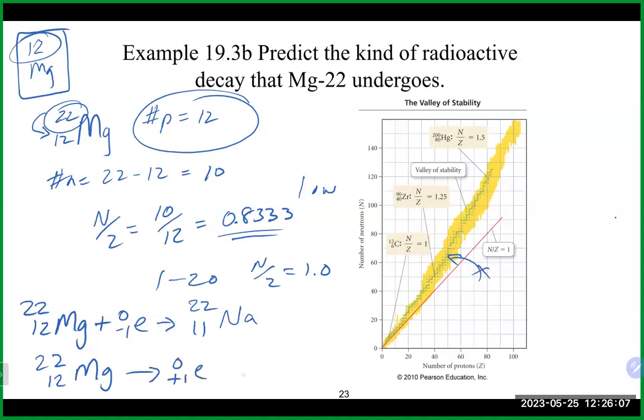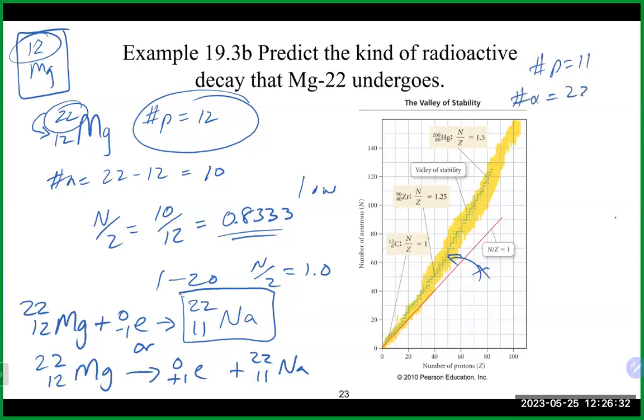And once again, on the bottom there, we will end up with 11 and 22, which would be sodium in this case. So it would go through one or the other sort of emission here. And we could actually look at what it would make and see if it did get any better in terms of the ratio. So if we looked at the sodium, sodium would have 11 protons, and in terms of neutrons, the sodium would be 22 minus 11, which is 11. Now, when we do our N to Z ratio, we are 11 over 11, which is 1.